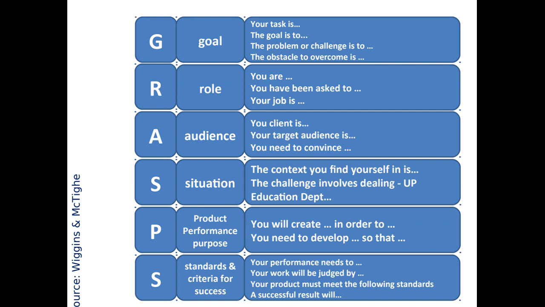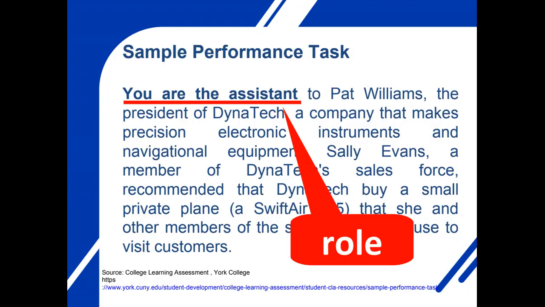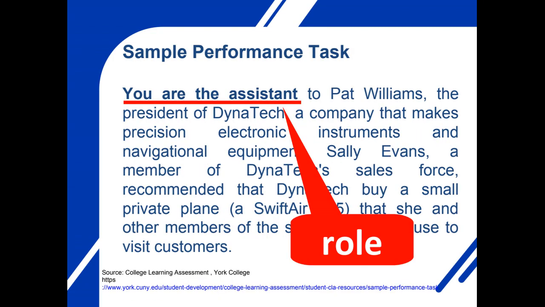And then what is the product? The brochure. And what's the performance? It was clear there that it has to have all these parts and all that. So, all this. All right. So when I ask you to create a performance task, is this one. So that's another example of a performance task.